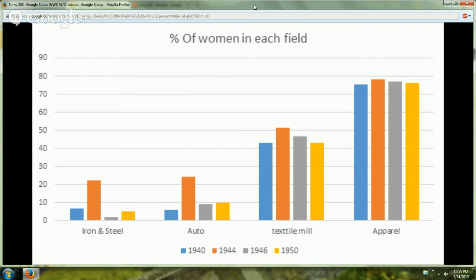This bar graph shows a percentage of women in different fields, such as the iron and steel field and the auto industry. Each bar represents a different year. I will give you a few seconds to look, and if you need more time, feel free to pause and answer the earlier questions.